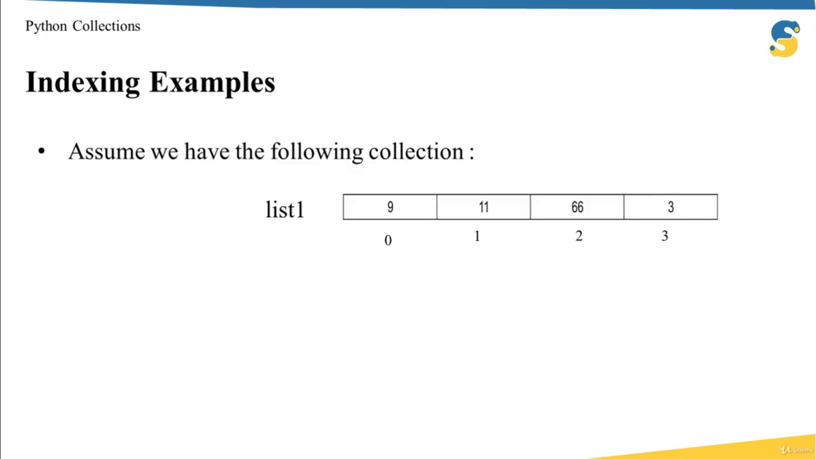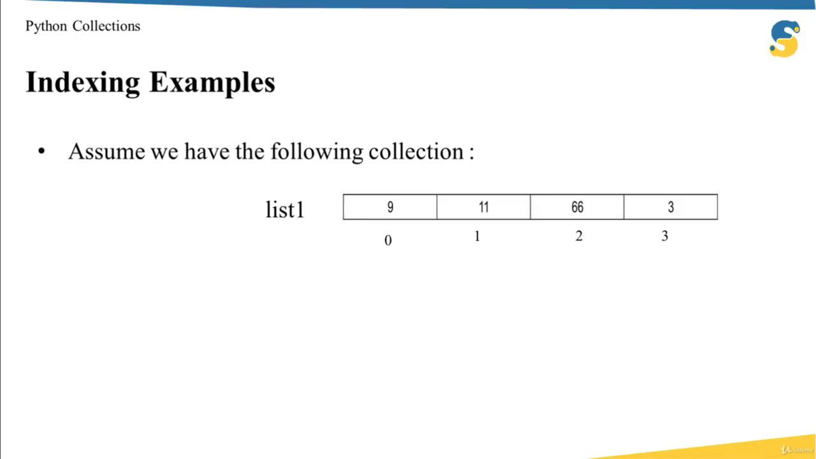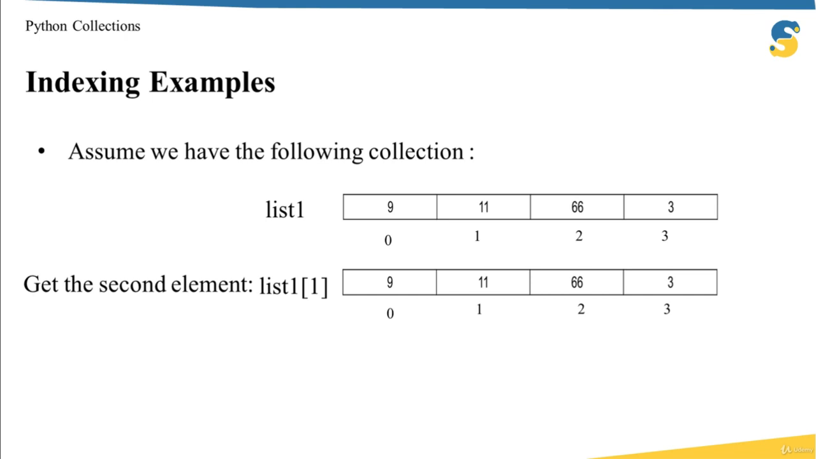Let's assume that we have the following collection. I have a collection named list1. It has 9, 11, 66, 3. And the index of the first item is 0, the second item is 1, and so on. Now assume I want to get the second item. In this case, I will use the index operator after the list name. As you see here, I open a square bracket and I put 1. 1 means the second item, so I will get 11, and that's it.